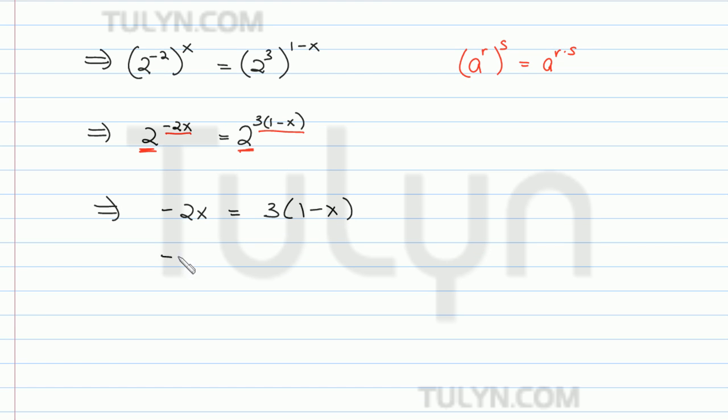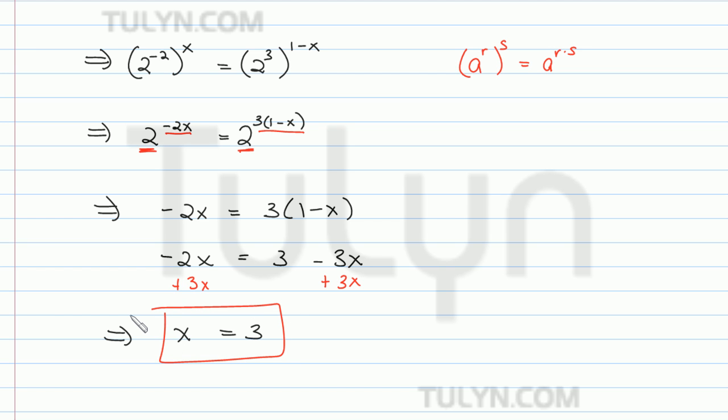I want to distribute that 3 into that difference on the right side. So we get 3 minus 3x. Alright, and now solving for x, I want to add 3x to both sides of the equation. So you end up getting x is equal to 3. And so that is the solution x for our exponential equation.